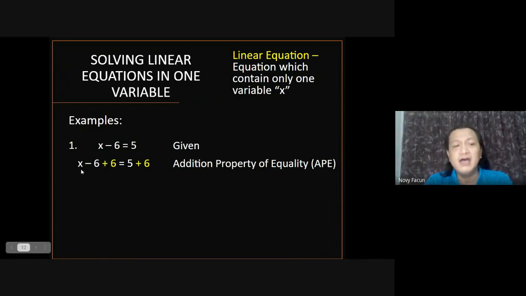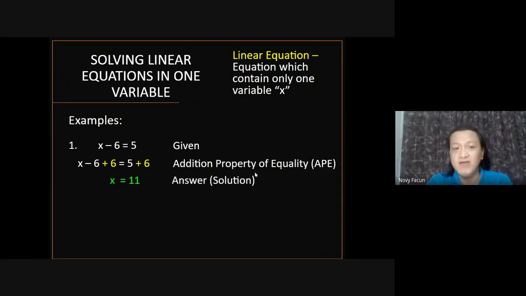Kaya, x minus 6 plus 6, makakancel na yung negative 6 tsaka positive 6. Diyan, 0 na yon. So, kaya x na lang matitira sa left side. Sa right side naman, what is 5 plus 6? That is 11. Kaya, the value of x or our solution is 11.